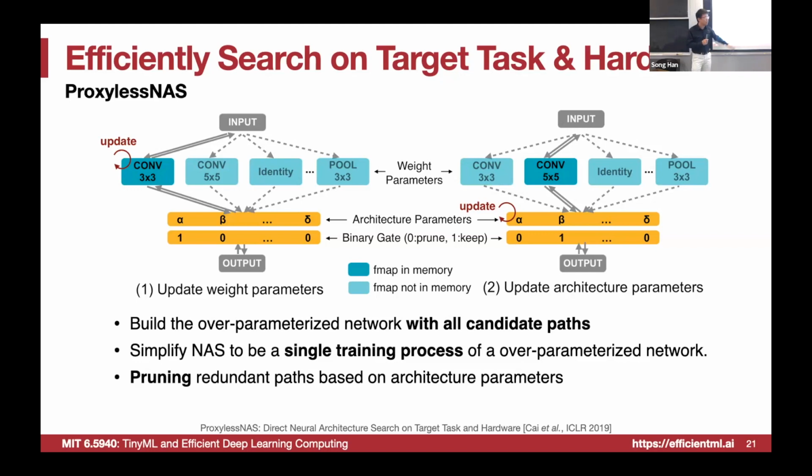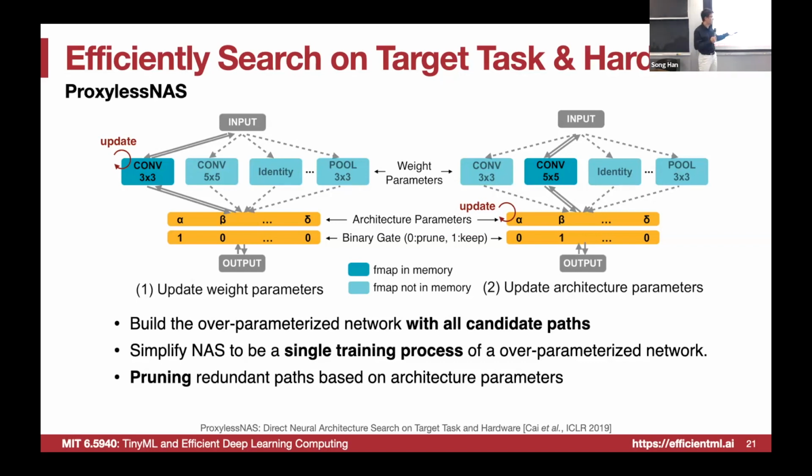We first build an over-parameterized network. It can contain many different choices, much wider, much deeper. You may not want to use it in the end, but now we give you this opportunity to choose between different kinds of layers, like 3x3 conv, 5x5, identity, pooling, whatever you have. We have everything in the design space. So it's an over-parameterized network with all the candidate paths. This is one path, another path, all the different paths.